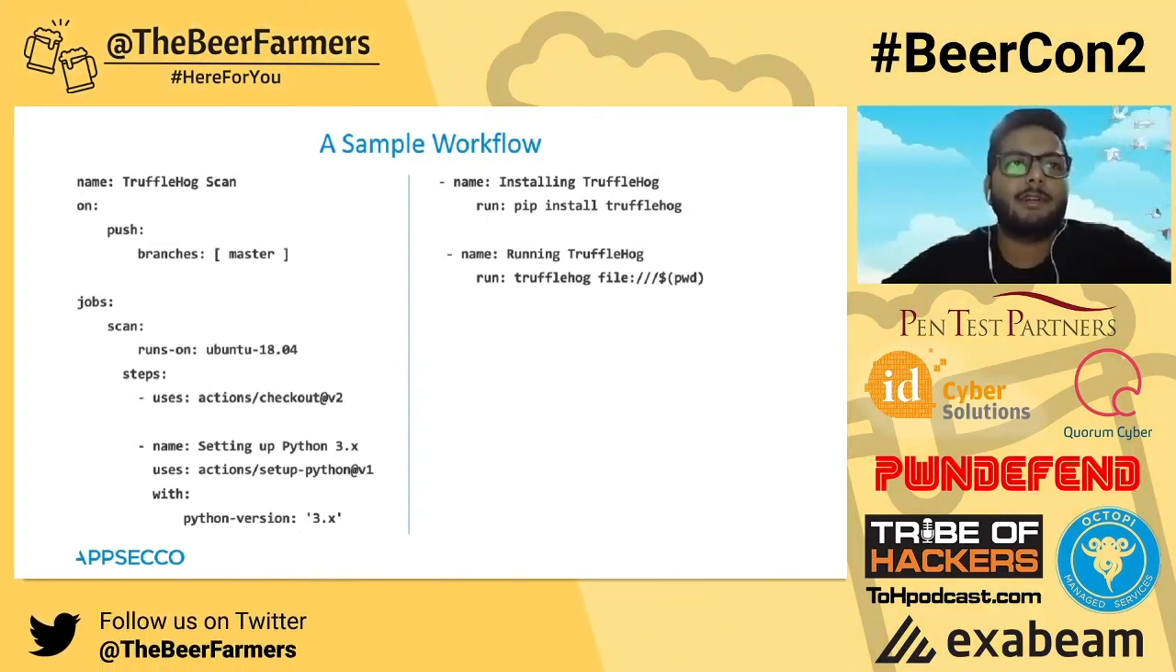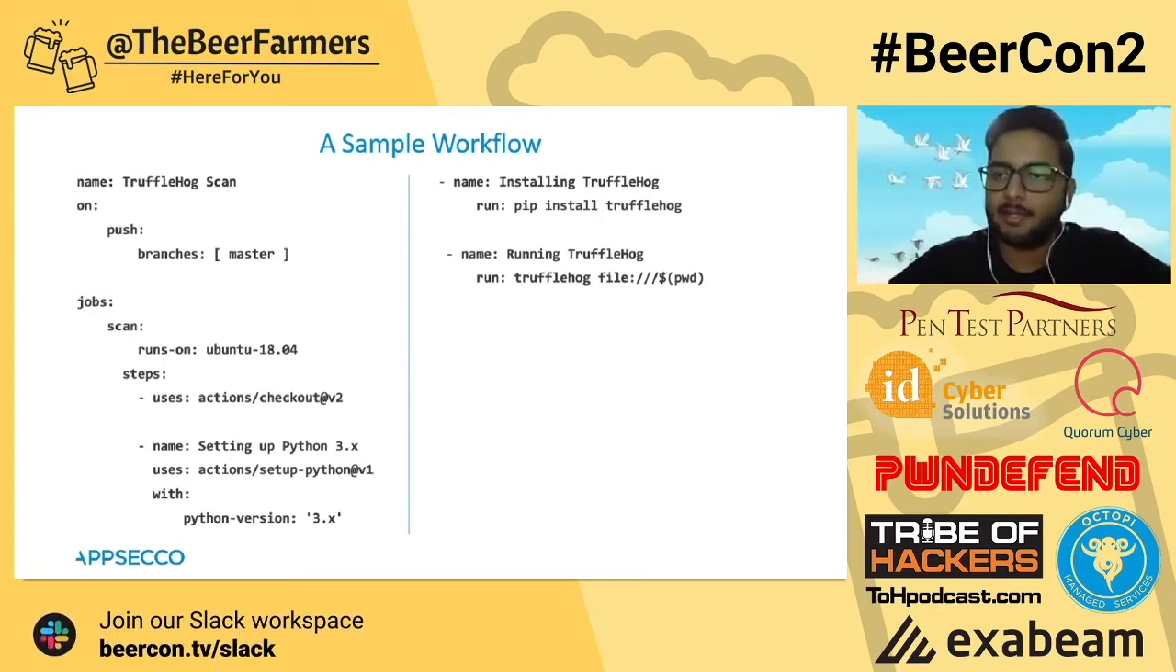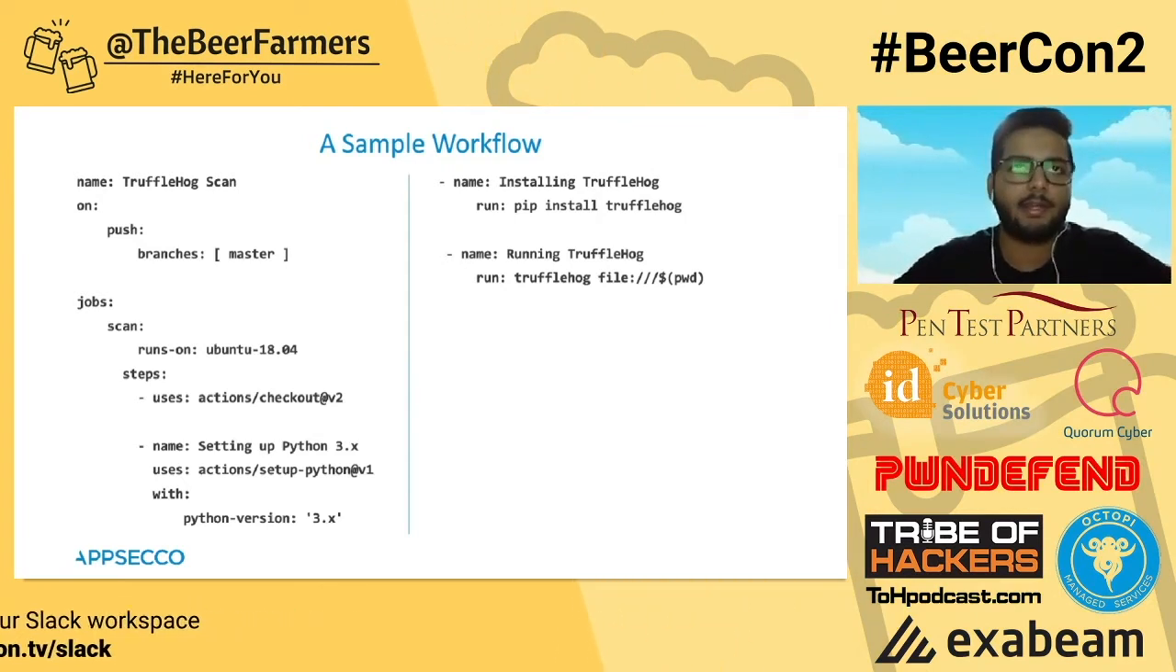And I define a job called scan, which runs on Ubuntu 18.04. I check out, essentially go to the repository, I install Python, I install the tool, and then I run the scan. And that's about it. And this will generate the results in the form of a workflow under the Actions tab in your GitHub repository, and then you can do whatever you want to do with that.